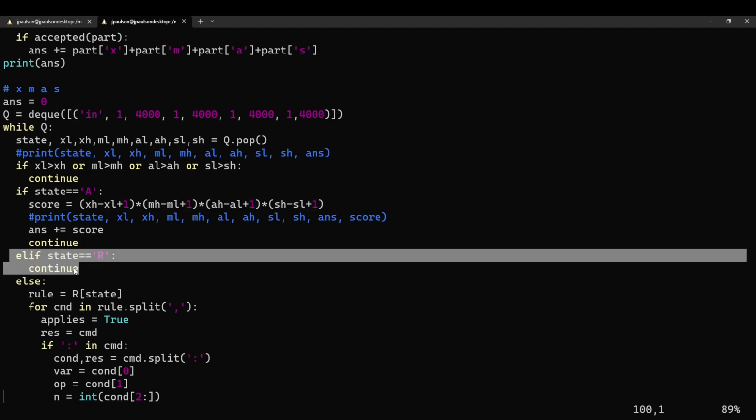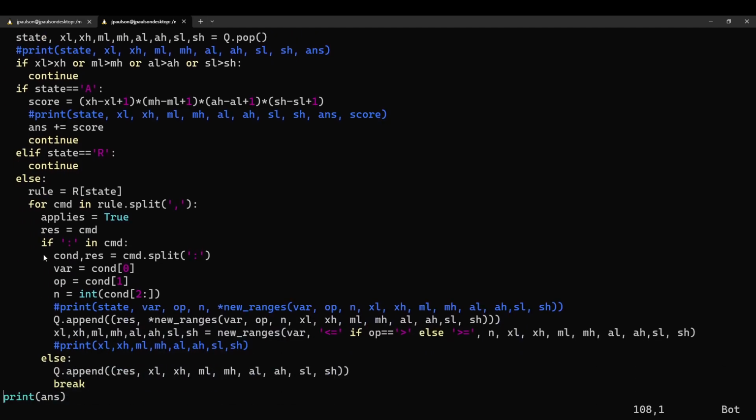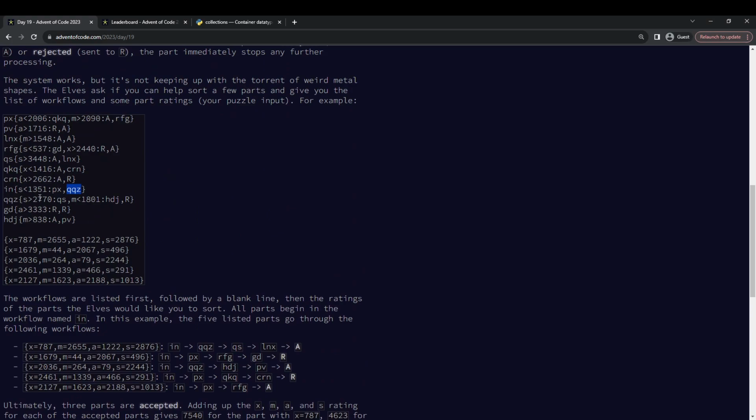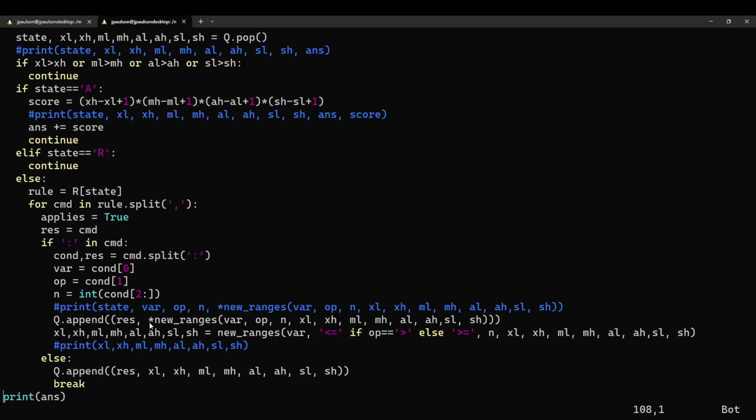If we are in a rejected state, then none of these parts are accepted. Otherwise, we need to keep going down subtrees and follow our rules, which will partition the current set of parts into smaller sets of parts that follow each rule. Just like I said before, we start out with all the parts in, and then we partition the parts into two piles, one of which goes to px and one of which goes to qz.